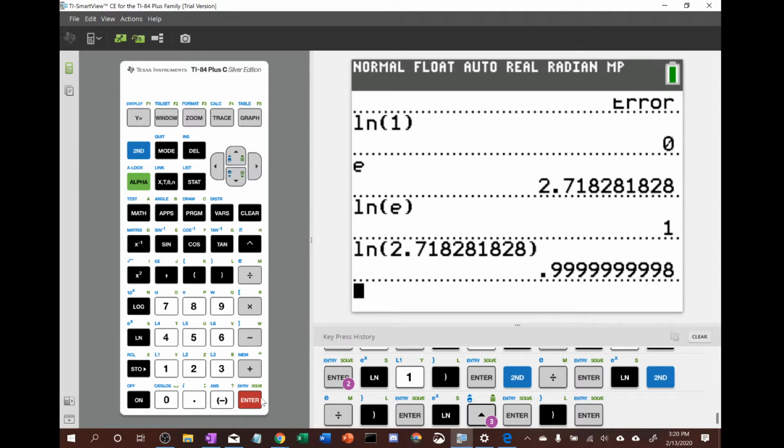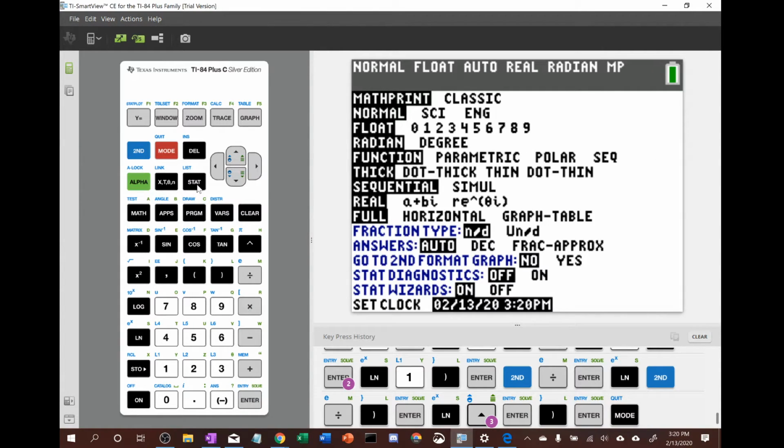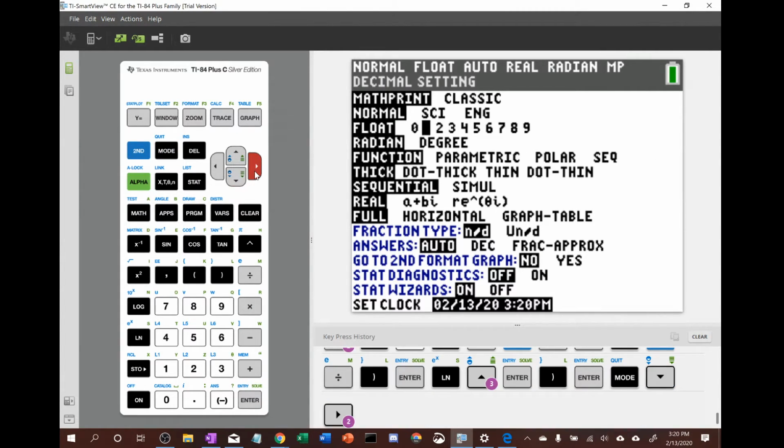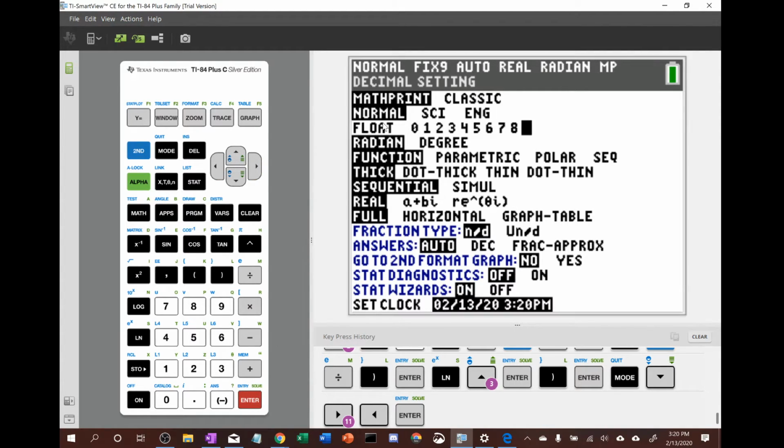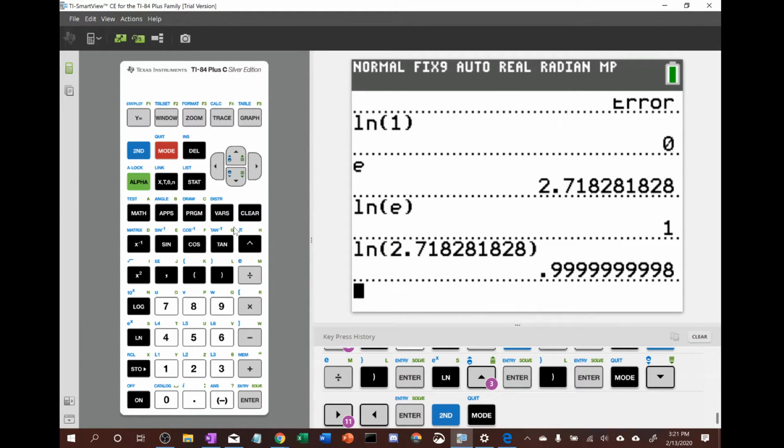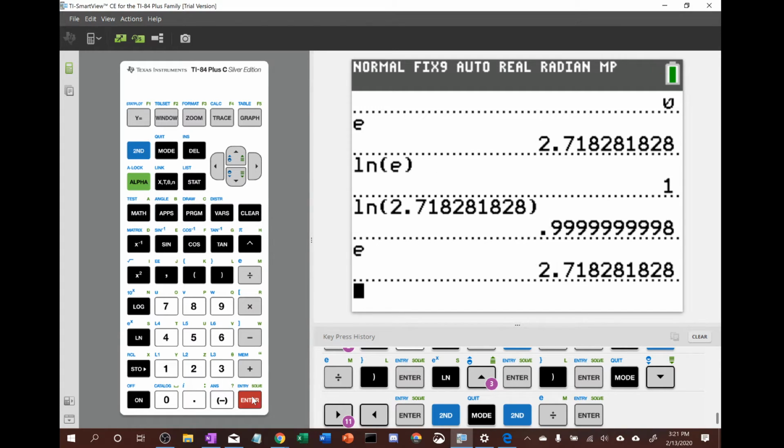Do you guys know how to change the float on your calculator? Okay. Hit mode. You can go change the float to 9. And then go back home. And now hit this E again, second division symbol. Second mode will get you back home.